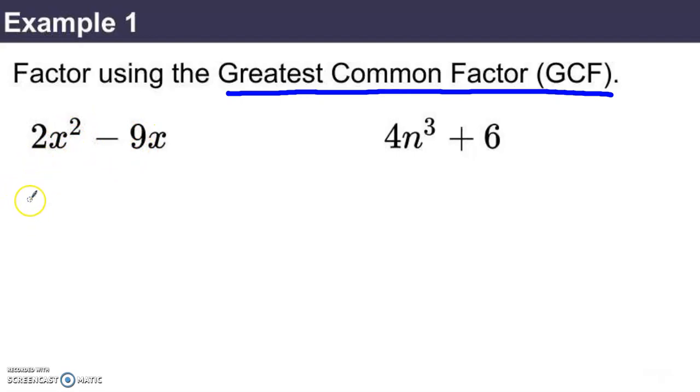For 2 and 9, my GCF, my greatest common factor, the only factors that go into 2 are 1 and 2. And 2 doesn't go evenly into 9. Only 1 does. Now x squared is x times x. X is just by itself, x. I think I can only get 1x. I think my greatest common factor is just 1x or just x.